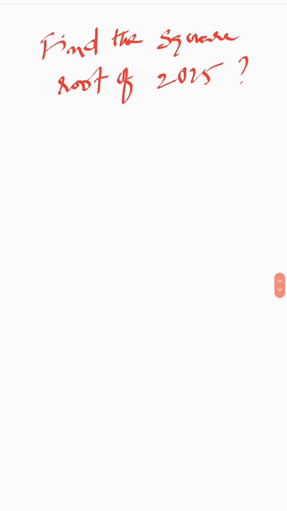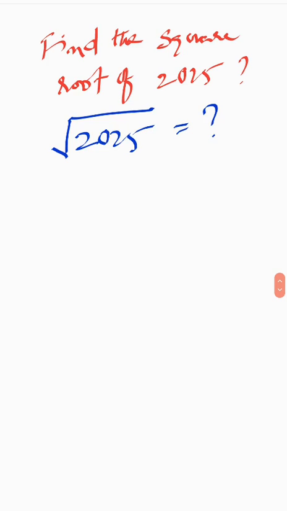2025. So this is the given question. Here I am going to find the square root of 2025 by using the prime factorization method and at the same time the division method. Then you can easily understand the difference between these two methods. First we are going to find the square root of 2025, write like this, square root of 2025.